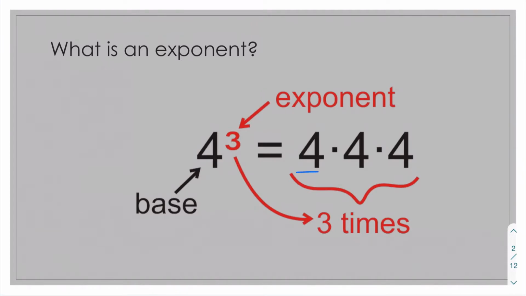And 4 is being multiplied by itself. But how many times is it being multiplied by itself? 3 times because of the exponent.